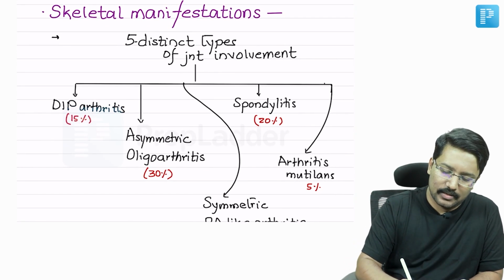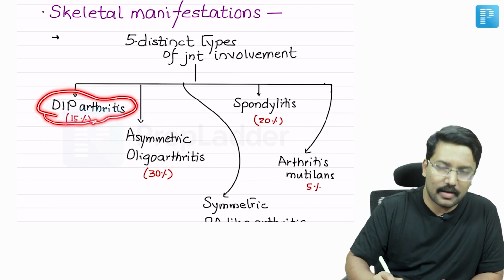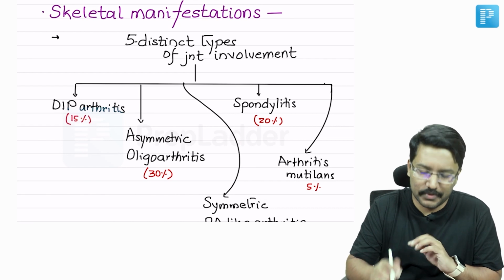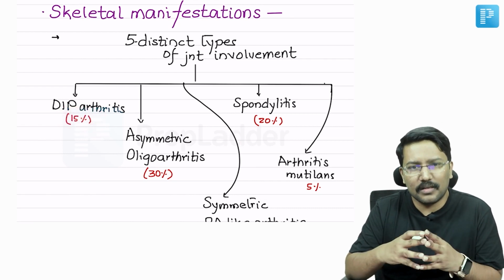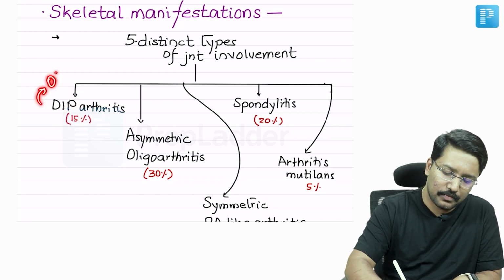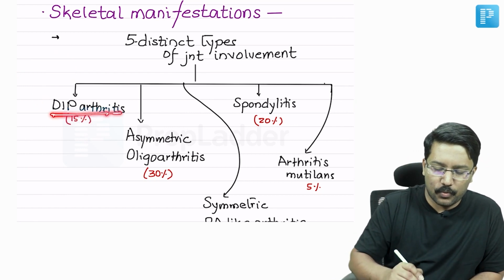Type number 1, something that is very characteristic of psoriasis, is the DIP arthritis, isolated distal interphalangeal joint arthritis, which is seen in 15% of the patients. Okay, where else do we hear DIP involvement? Right, you're right. We hear DIP involvement in case of osteoarthritis also, right? So that is one type.